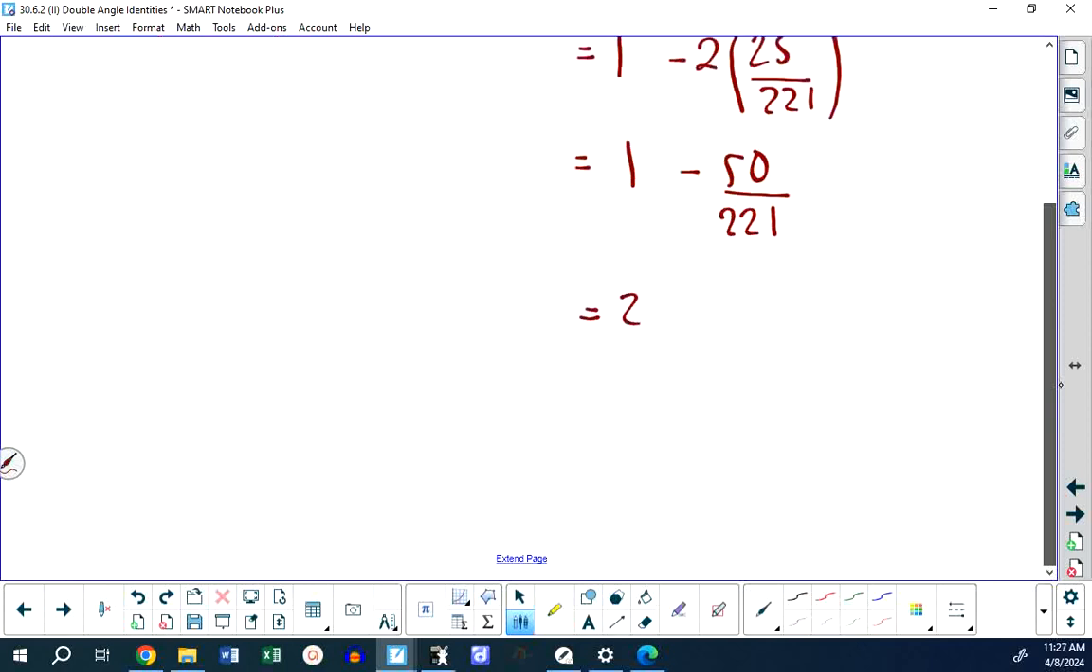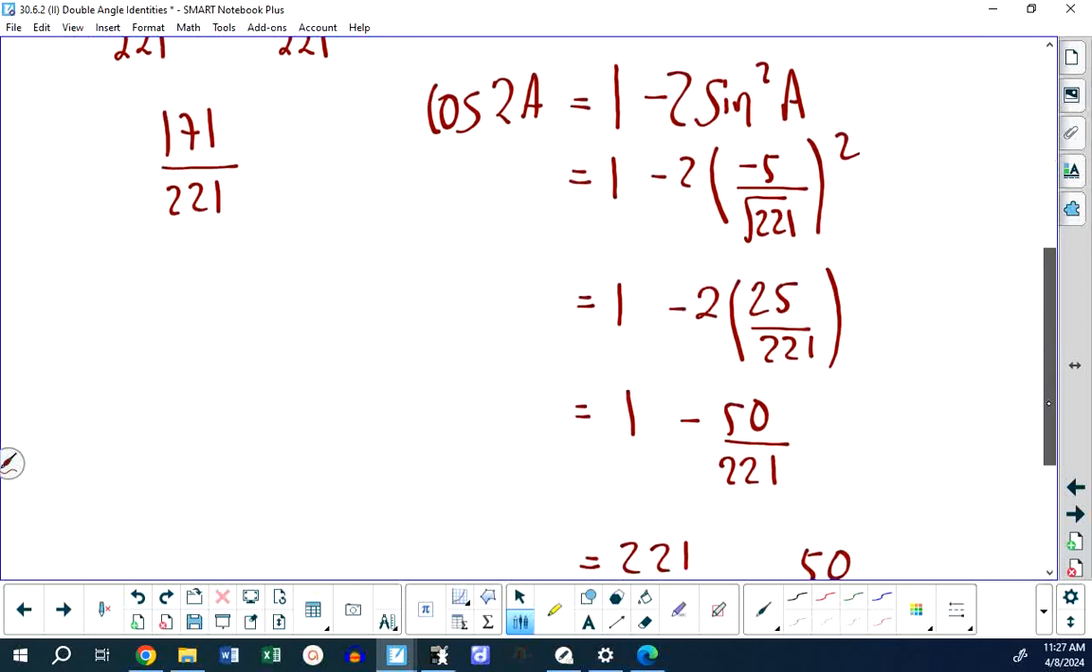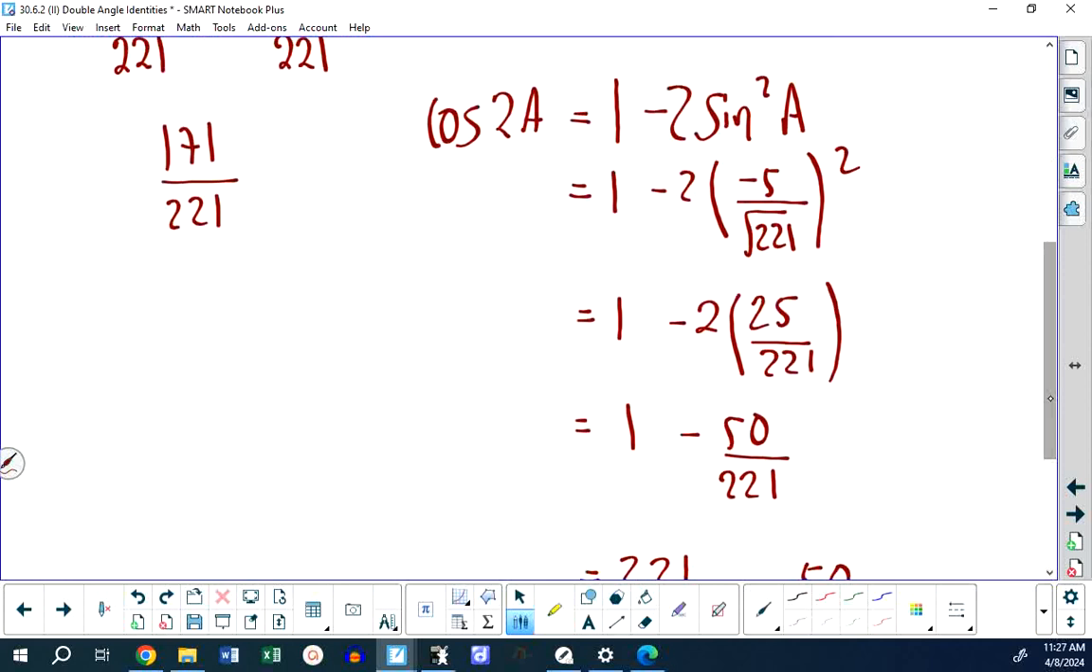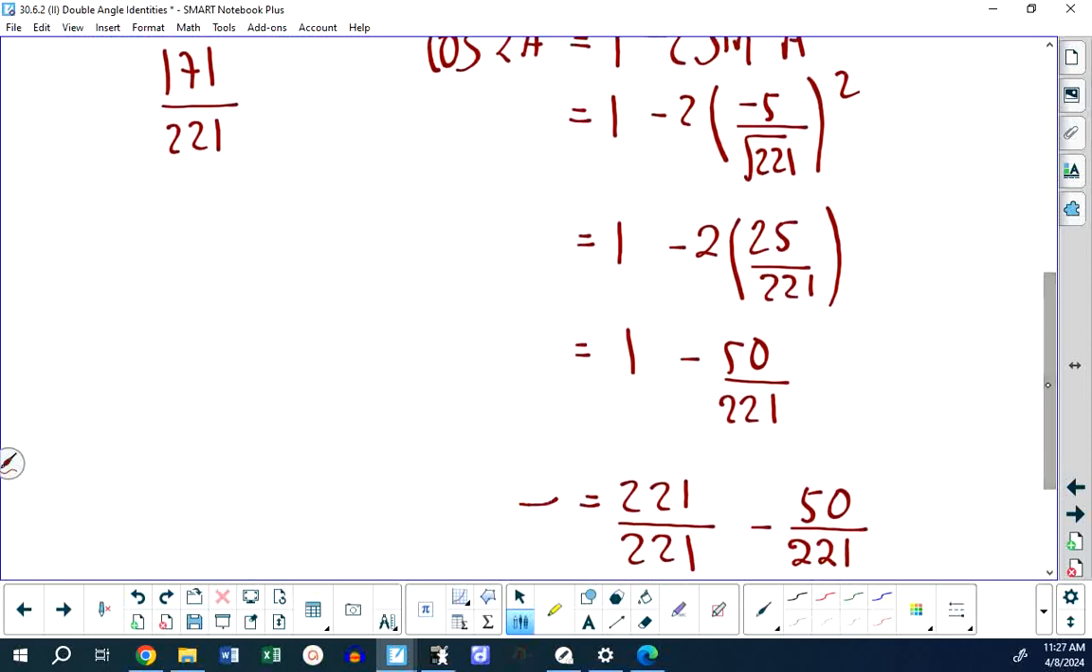1 is 221 over 221. And when you put these together, in the numerator you're going to have 221 minus 50, which, no surprise, gives you 171 over 221. And I won't go through it, but you could do it with 2 cos squared theta minus 1, or 2 cos squared a minus 1. That would do the trick as well.